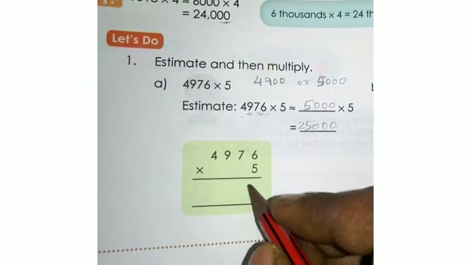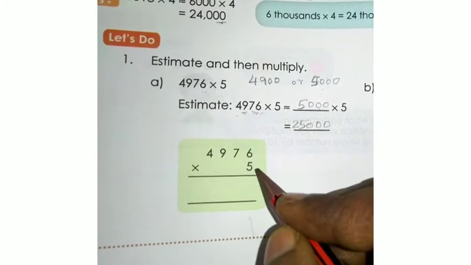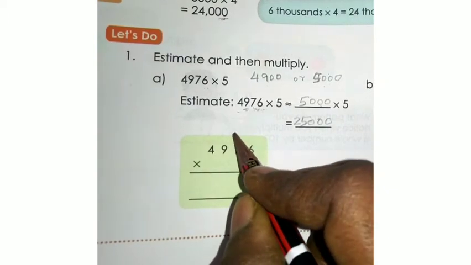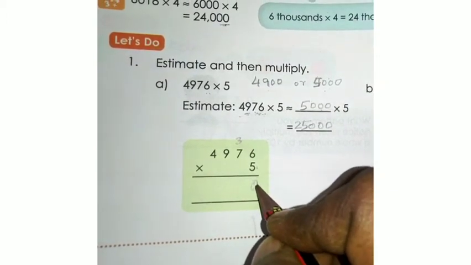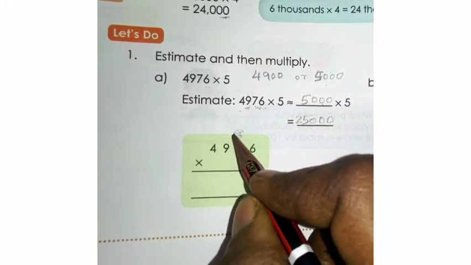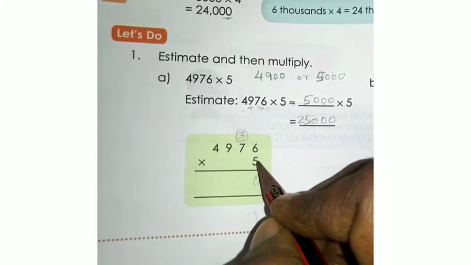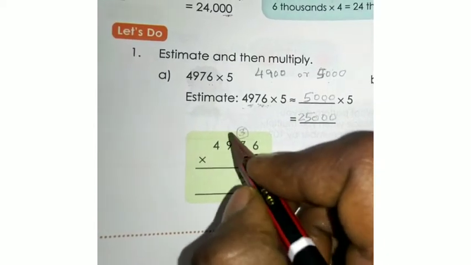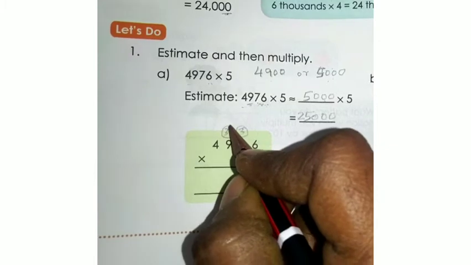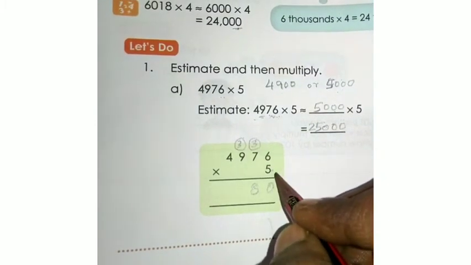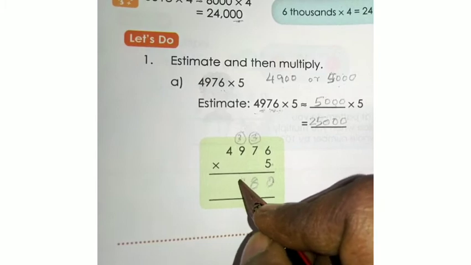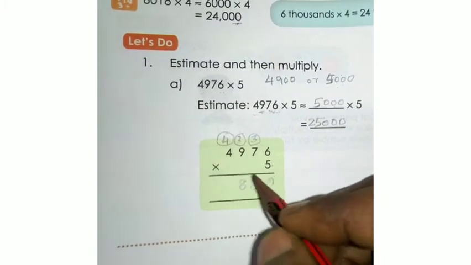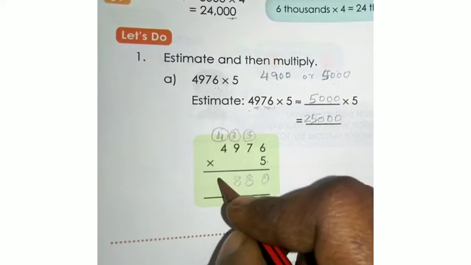Now you have to do normal multiplication by the given number. Start with the ones place. 5 6s are 30. Then from 30, 0 has to be written under the ones place. 3 will be carried over to the tens place. 7 5s are 35. 35 plus 3, 38. So you have to carry over the number 3 to the hundreds place. 9 5s are 45. 45 plus 3, 48. Again it will be carried over. 4 will be carried over to the thousands place. 5 4s are 20. 20 plus 4, 24.